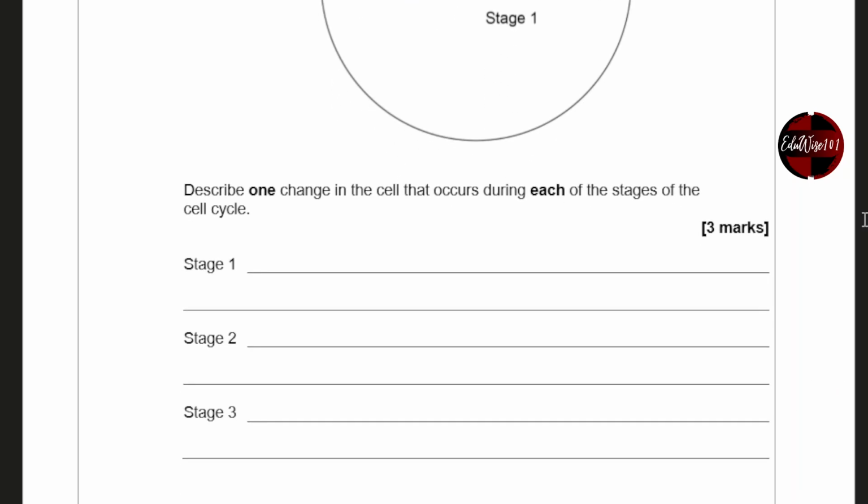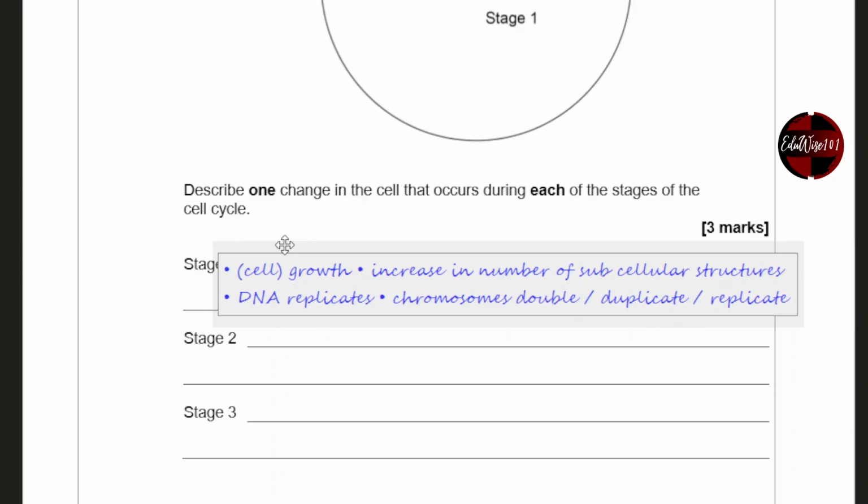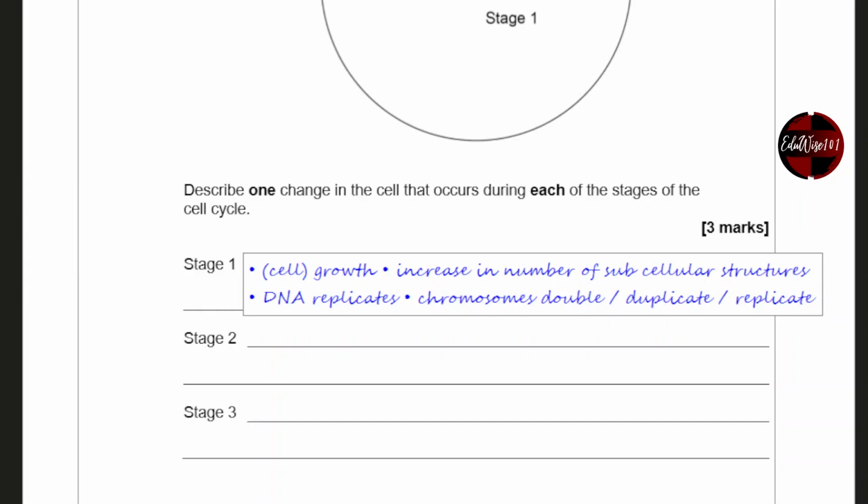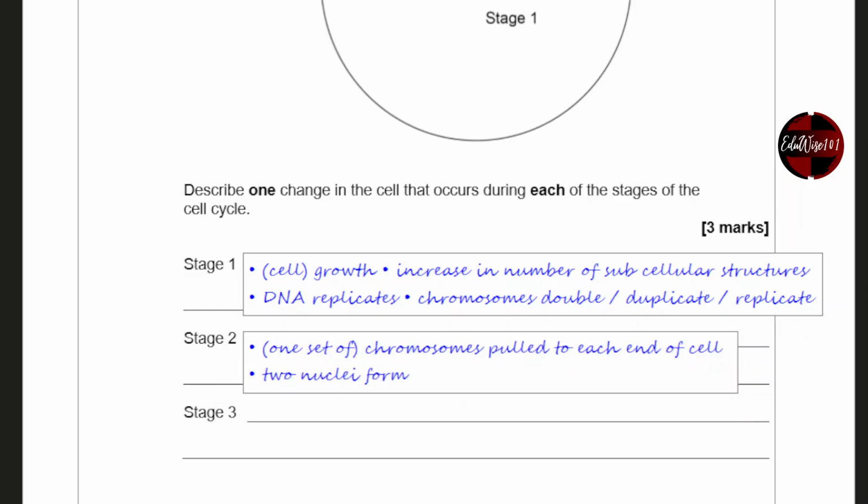So stage 1 is where the cell is actually just growing and doing its usual job and trying to get ready for mitosis. So you could say stage 1, the cell growth, it increases the number of subcellular structures, the DNA replicates, the chromosomes double, or you could say duplicate or replicate, any of them is fine. Stage 2 is for mitosis, remember. So that's when the chromosomes are pulled apart. One set of chromosomes is pulled apart to each end of the cell, and the 2 nuclei are formed.